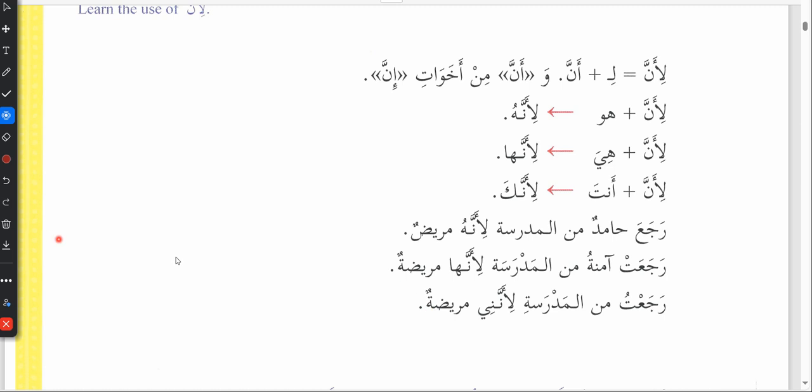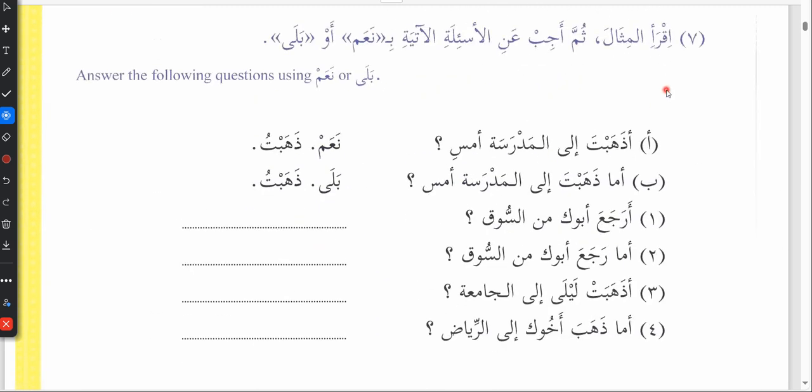Question. Iqra al-misal means you have to read the examples. Summa ajib anil asilati. Then answer these questions be naam aw bala. Now, actually, we are going to answer the questions, that is a simple question and answering the question in confirmation with bala. So you check the structure of the question first. So this is a simple question. أذهبت إلى المدرسة أمس؟ Did you go to the school yesterday? So this is a simple question I'm asking. نعم ذهبت. I went. So this is the simple answer you will say.